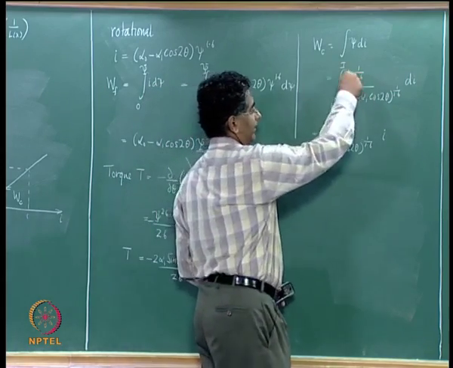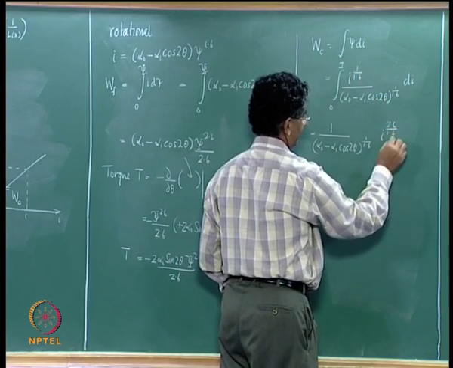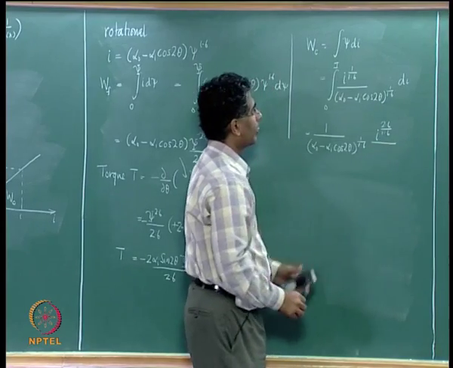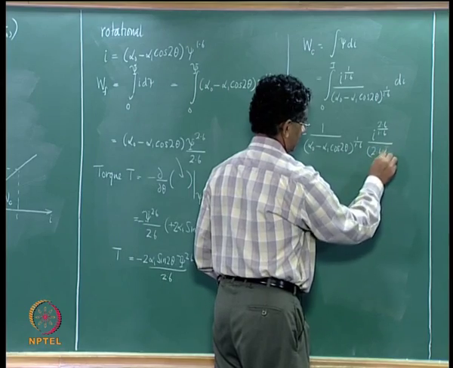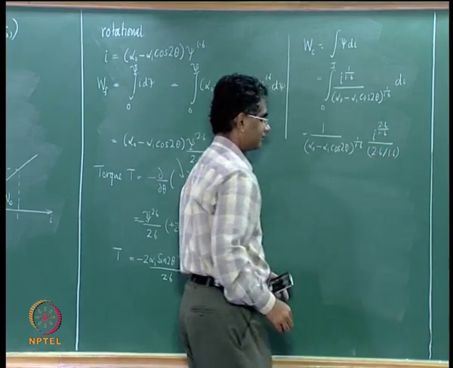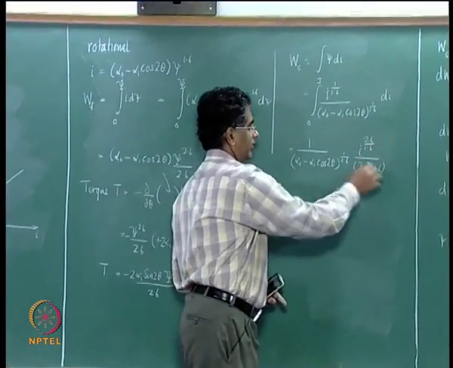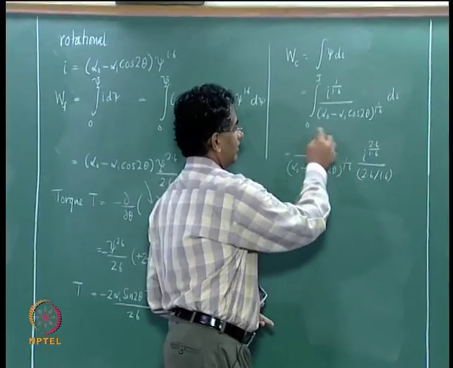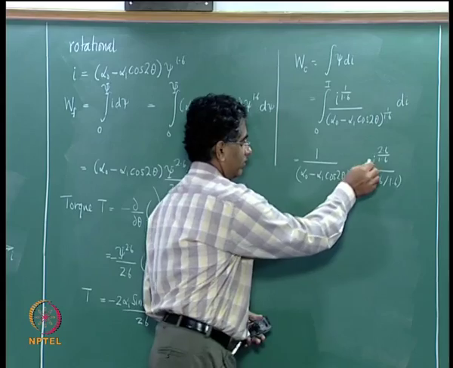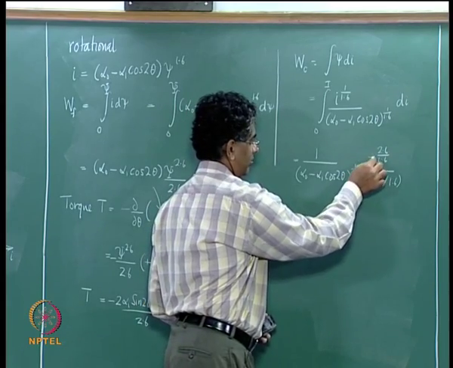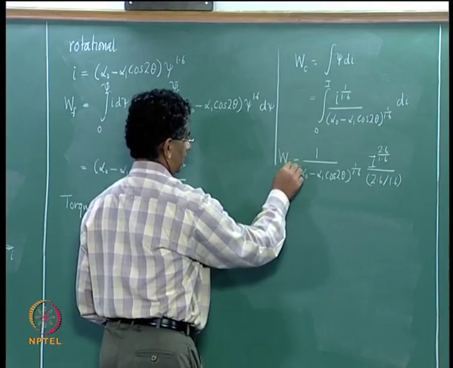So 1 by 1.6 plus 1, that becomes 2.6 by 1.6, divided by the same exponent, 2.6 by 1.6. This is your expression going from 0 to I, and since at the lower limit it is 0, we replace the upper limit. So this is your expression for WC.